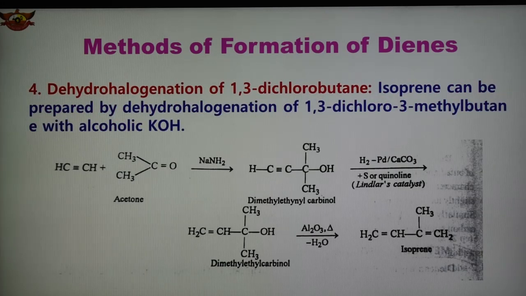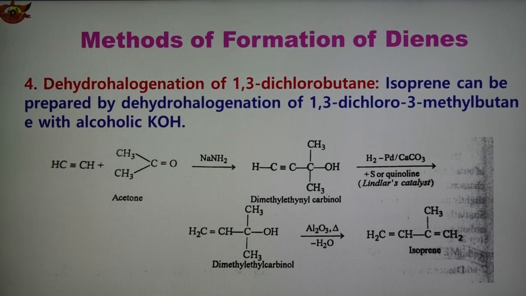Next, number 4 is dehydrohalogenation. What is the name of the reaction? De means remove, hydrohalogenation means HX. So HBr, HCl can be removed, and we obtain the compound. So dehydrohalogenation of 1,3-dichlorobutane. This is 1,3-dichlorobutane, and we obtain the compound in this case. So isoprene can be prepared by dehydrohalogenation of a 1,3-dichloro compound.